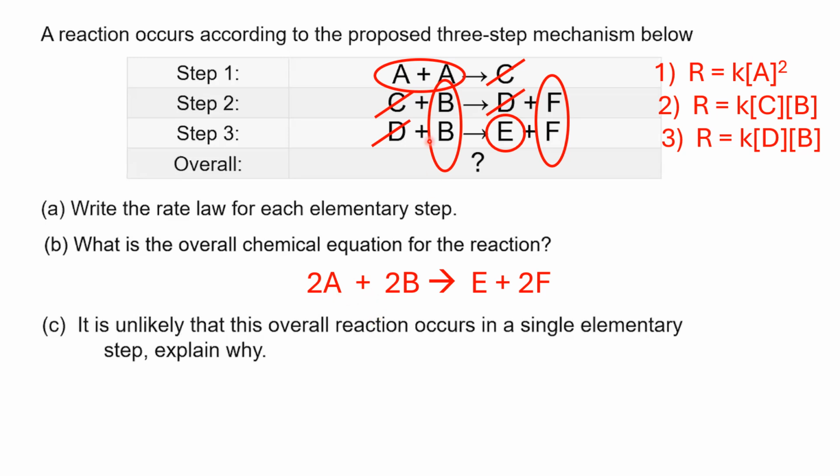It's much more plausible that 2 A's could collide to form C, and then that could collide with some of B to form D and F, and so forth. So the overall equation is not necessarily telling us something that's happening in one step.